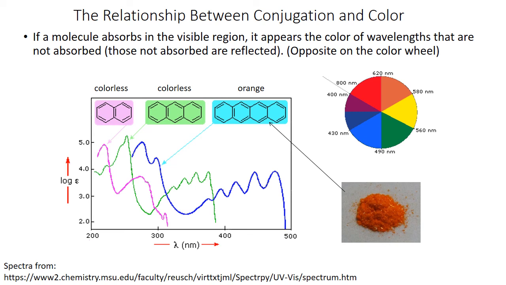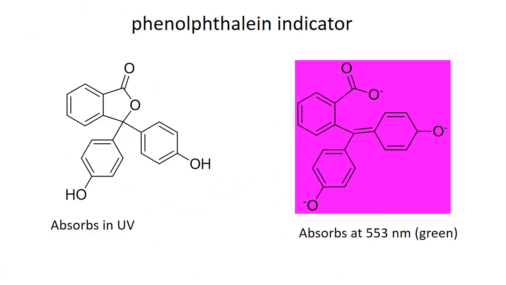However, tetracene, although its peak wavelength is in the UV, does absorb in the visible region between 400 and 500 nanometers. So tetracene, which is absorbing visible blue light, appears orange, whereas the other 2 appear colorless. The blue light gets absorbed, and the color it appears is opposite that on the color wheel. We'll be investigating a different indicator in lab class. However, you're probably familiar with phenolphthalein from your Gen Chem class.